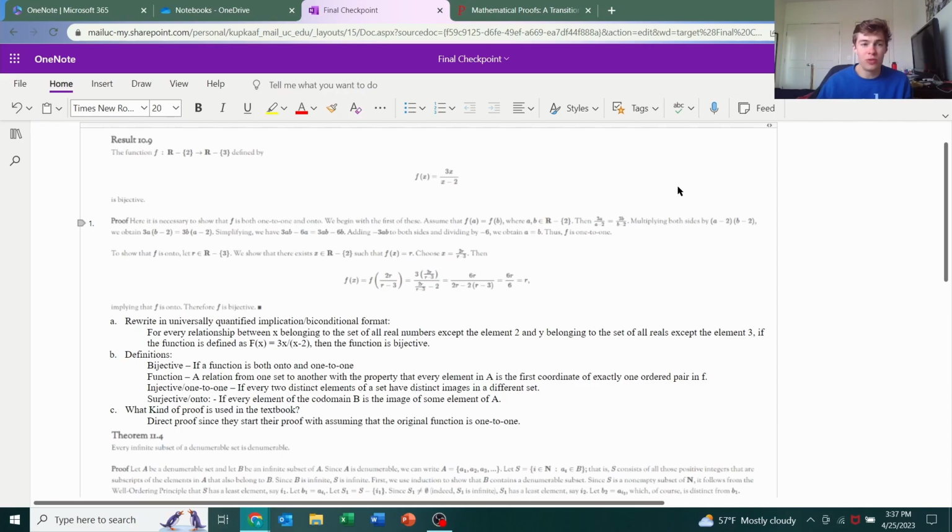And then what kind of proof is used in the textbook? So basically the textbook starts with assuming that p of x, or the original function, is one-to-one to start off. So since it's assuming that the first initial p of x is true, therefore it is using a direct proof.